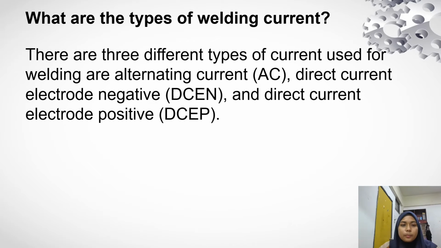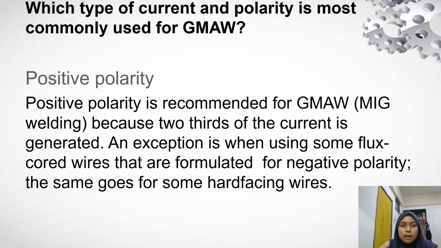Okay, next. What are the types of welding current? There are three different types of current used for welding: alternating current, AC, direct current electrode negative, DCEN, and direct current electrode positive, DCEP. Which type of current and polarity is most commonly used for GMAW? Positive polarity. Positive polarity is recommended for GMAW, MIG welding, because two-thirds of the heat is generated at the electrode.